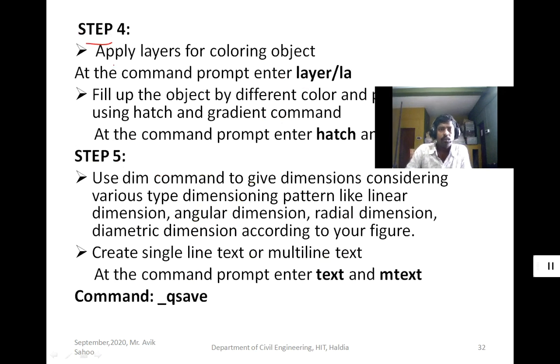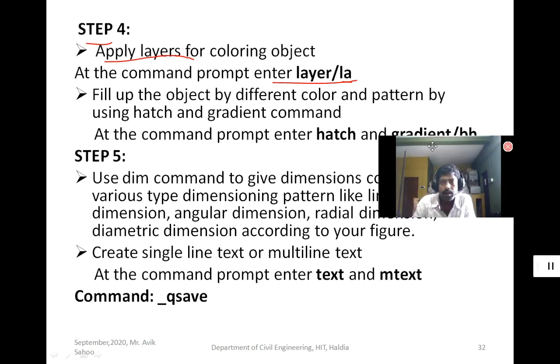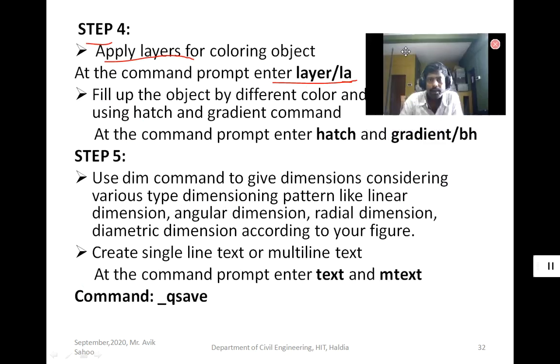Next in step 4, apply layers for coloring objects. At the command prompt, enter layer; the shortcut key is LA. Fill up the object with different colors and patterns by using the hatch and gradient command. At the command prompt, enter hatch and gradient; the shortcut key is BH.